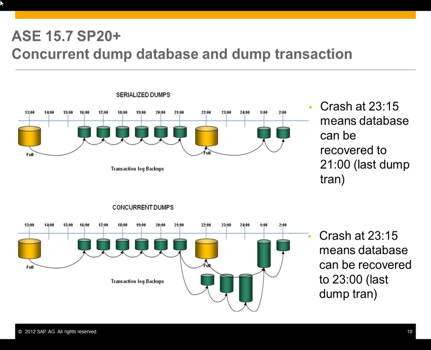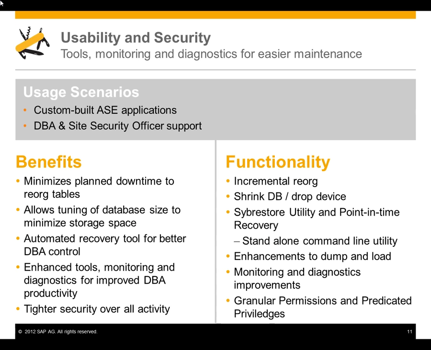Because today what would happen is once you started doing a full backup, basically you couldn't do a dump transaction until that full one was done. And so if you had a crash, at some point, you could only recover a certain amount of data. And so now that we allow these concurrently, it means that you can really recover much more, up to the moment of the crash. Okay, turning now to usability and security.